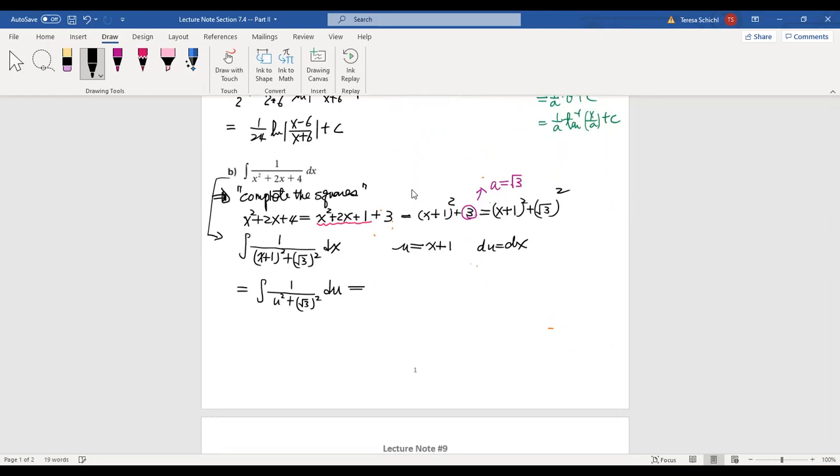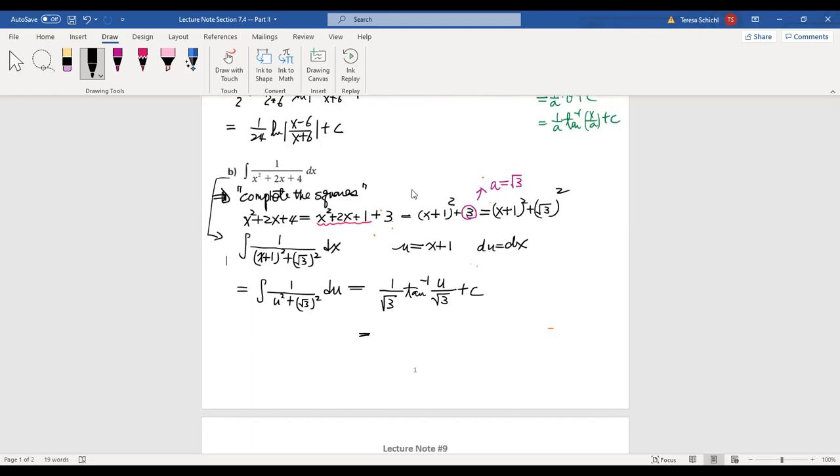So the integration will be 1 over a. So what is 1 over a? It is 1 over the square root of 3. Then I have an arctangent of what here? u over the square root of 3, plus c.